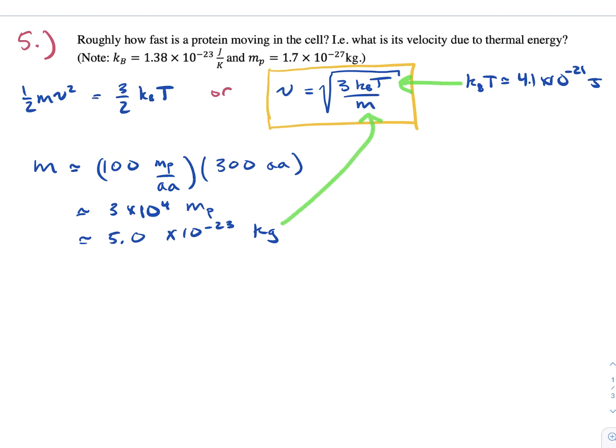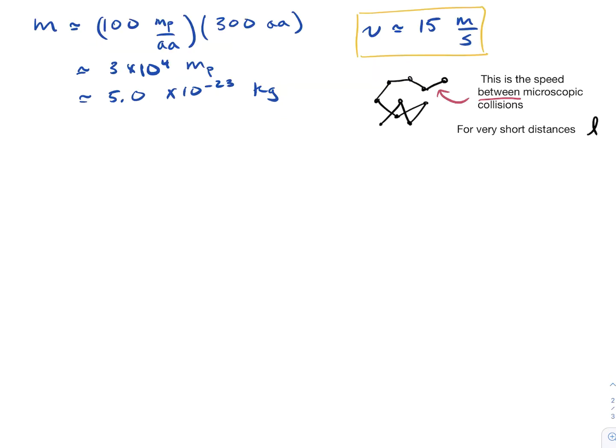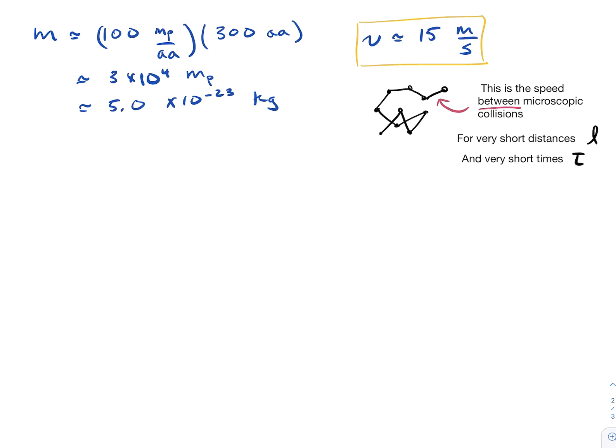So let's substitute those quantities into the velocity expression, giving us a velocity of about 15 meters per second between collisions in the cell. So you have to imagine this protein executing a walk of very tiny steps in between collisions, where it's moving actually quite fast on the scale of the cell. Again, the speed between collisions is for very short distances, the mean free path length, and for very short times, the mean free path time, tau.